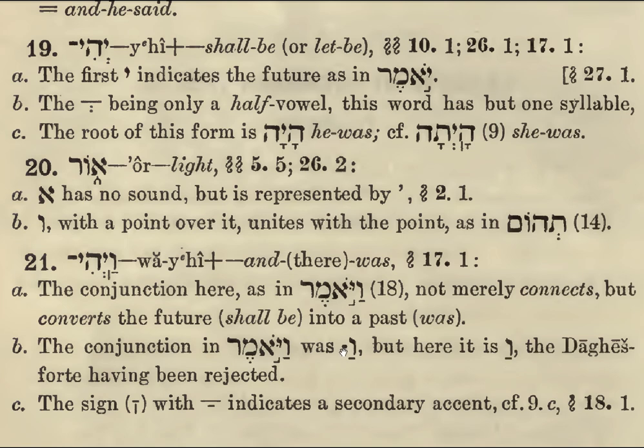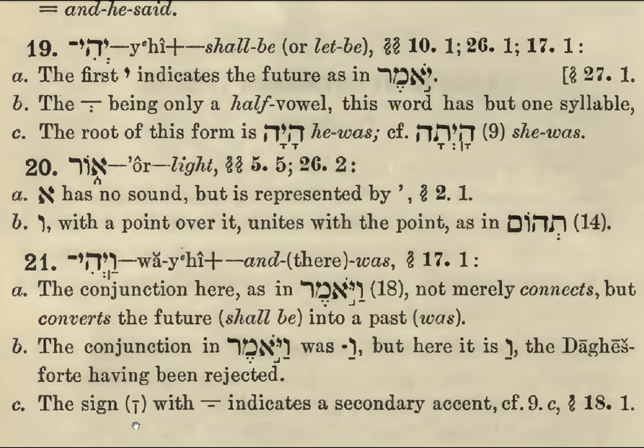The difference being this dot here, the dagesh forte, which you can see here in the yud, vayomer. In vayehi, the dagesh is not present. So that's the only difference in the pronunciation here. Vayomer, vayehi. Slight difference in pronunciation.